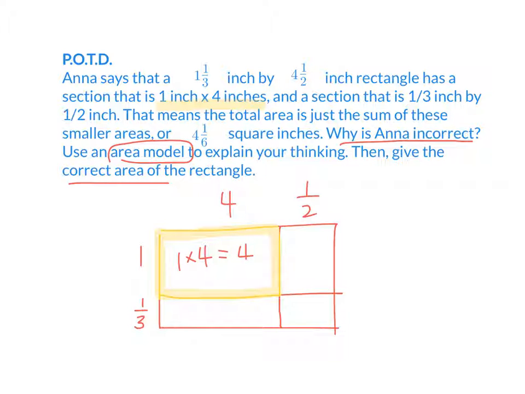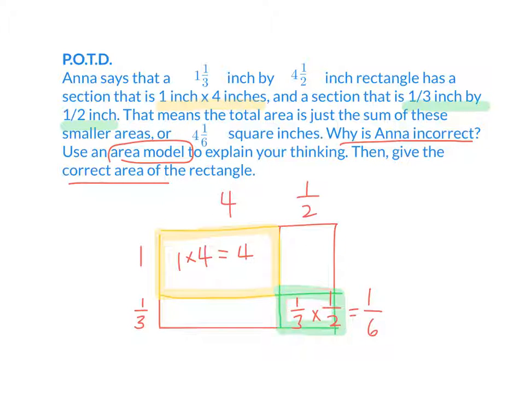Very good. Then she says there's another section that's 1/3 inch by 1/2 inch. Is she correct? Yeah. Which section there is 1/3 inch by 1/2 inch? So this section down here, it is 1/3 right here by 1/2 right there. So to find the area, you do 1/3 times 1/2, which is what? 1/6. Now Anna says, you know what? Then I just add up the different parts to get the total area.